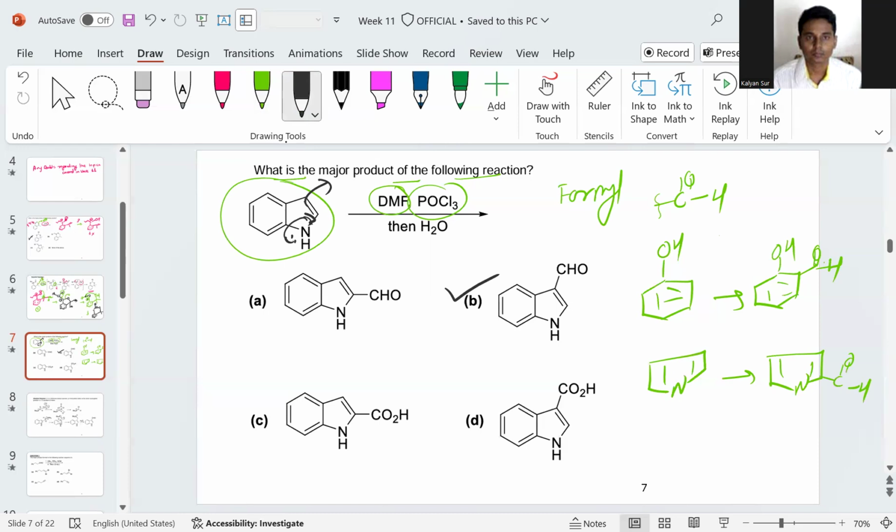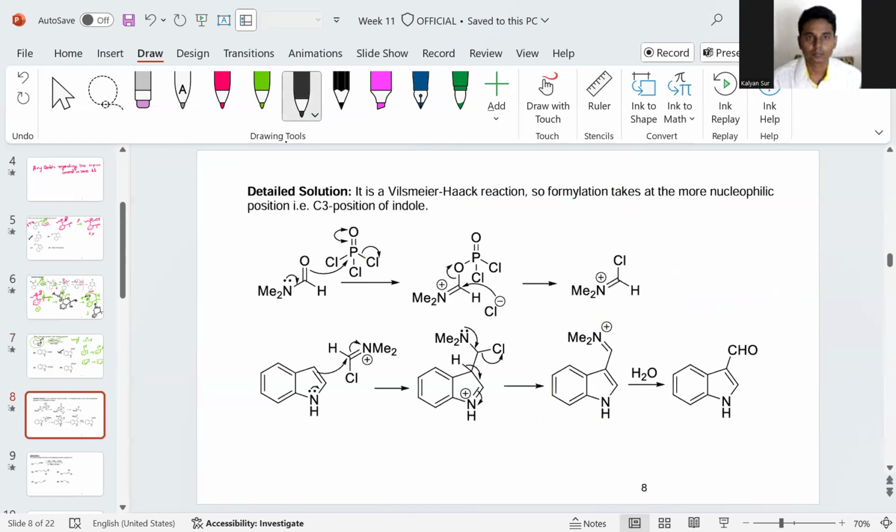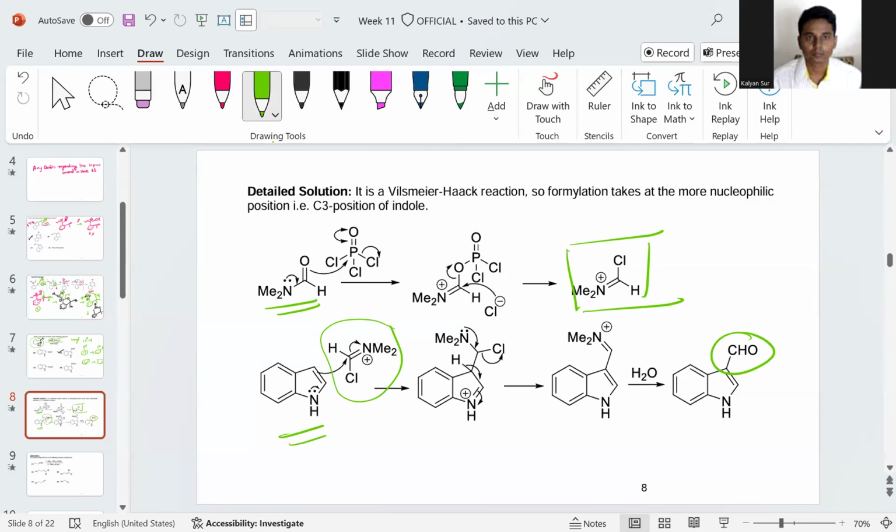If you want to look at the detailed reaction mechanism, this is the same as we saw last time. That's the DMF, dimethylformamide, and when it reacts with the POCl3, it forms the iminium cation, and this is the active species used in the formylation reaction. When this iminium cation reacts with our aromatic compound, it leads to the formation of the formylation product. So you can look at the detailed reaction mechanism through this slide.